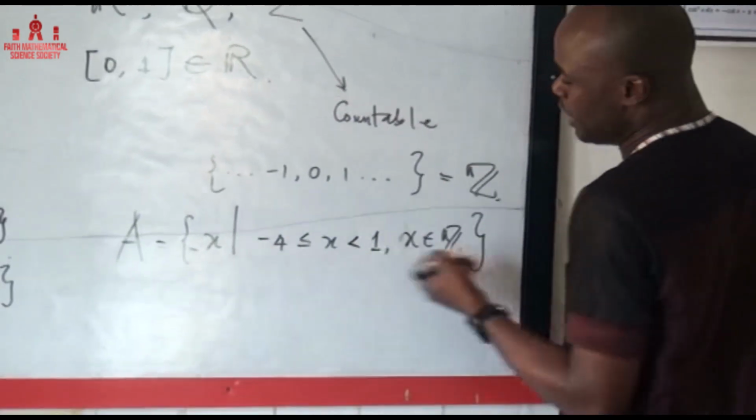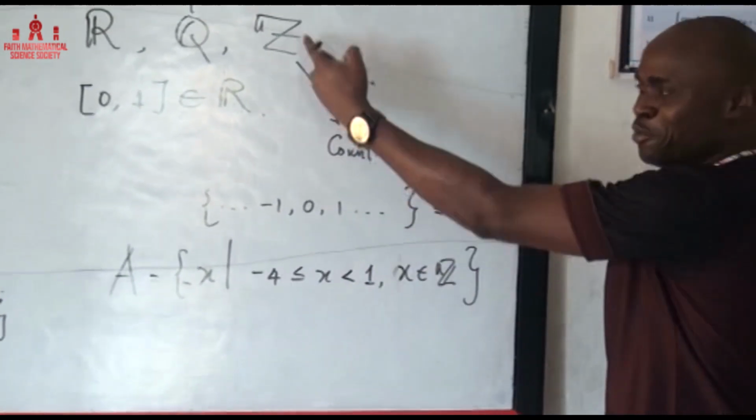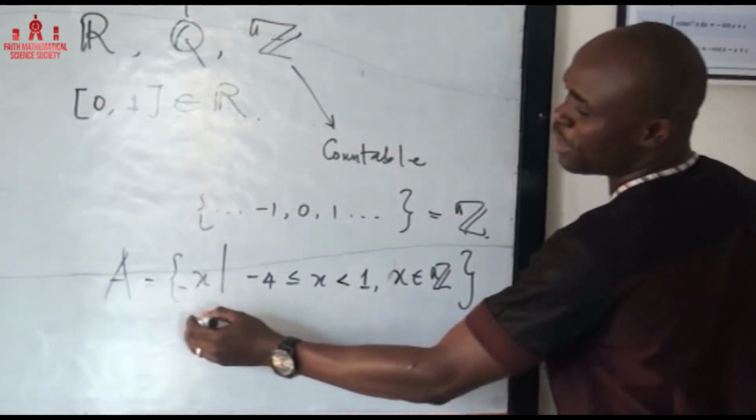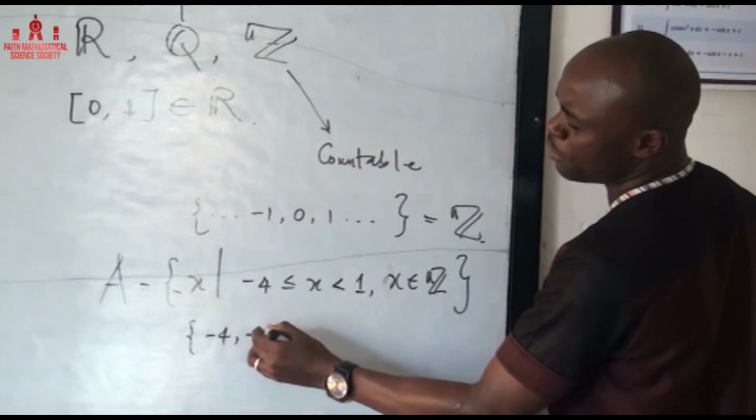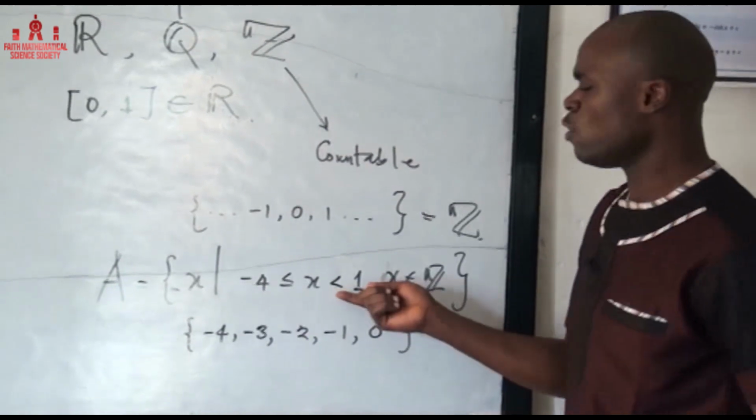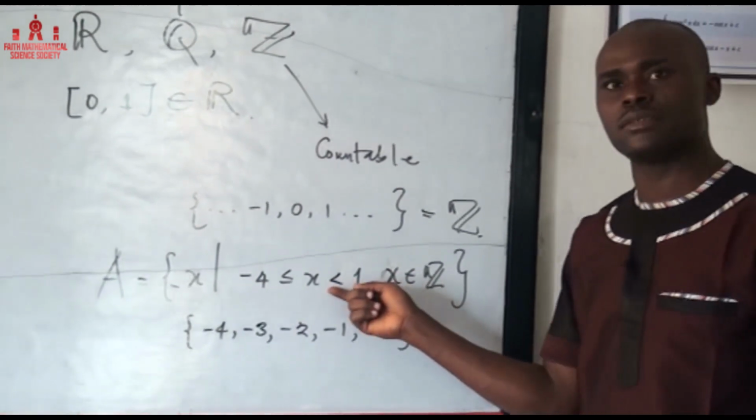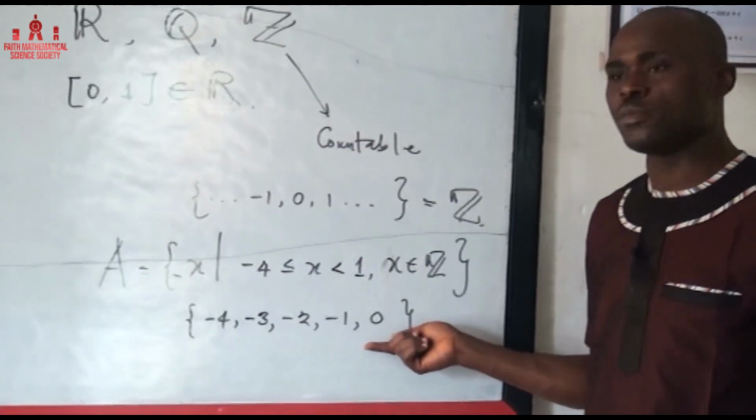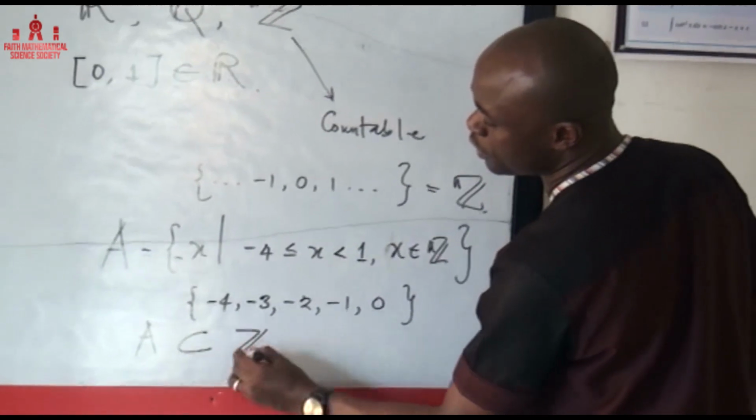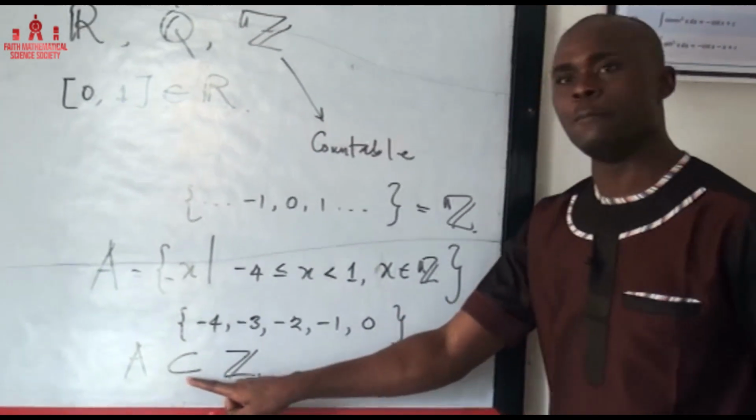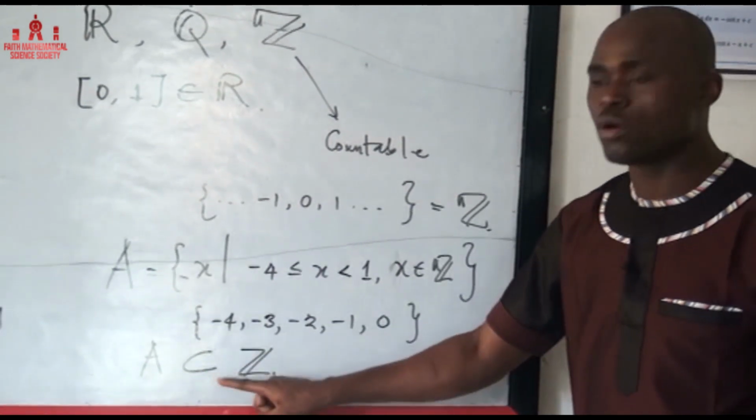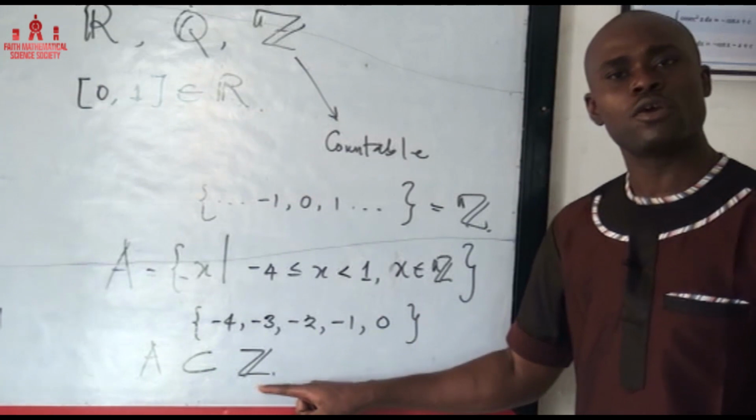You can also list these elements, because remember that I said this is countable. So you can have the elements to be -4, -3, -2, -1, 0. We stop there because 1 will not be part of it, as this is less than 1. So the highest number here is going to be 0. So A is a subset of Z. That brings us to another symbol in set theory, which is referred to as subset. So A is a subset of Z.